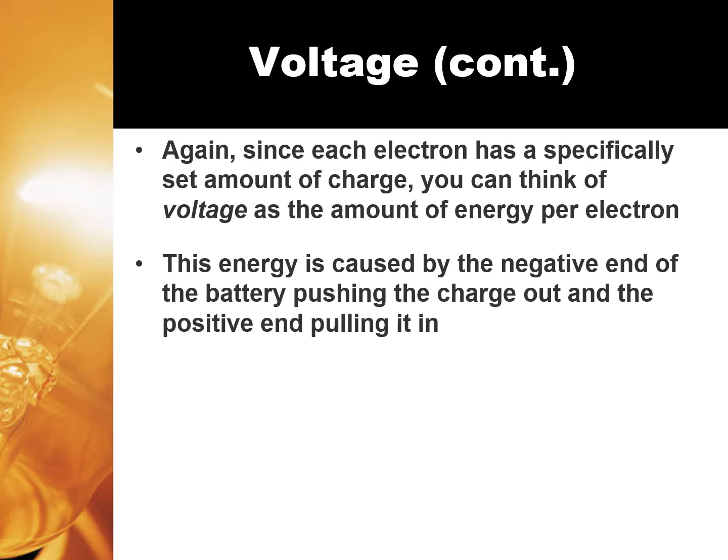So the potential energy is actually caused by the negative end of the battery pushing the charges out and the positive end pulling them in. Essentially what the wire does is it takes the electric field and confines it to one narrow stream, so the electrons follow that stream and they're basically pushed out one end and pulled in the other. So the electric field goes through the entire wire at the same time.